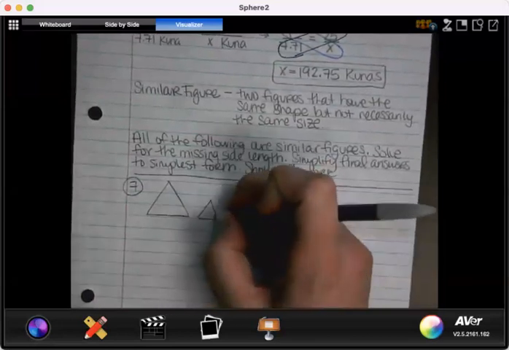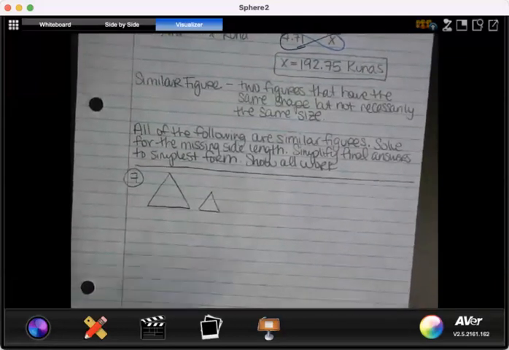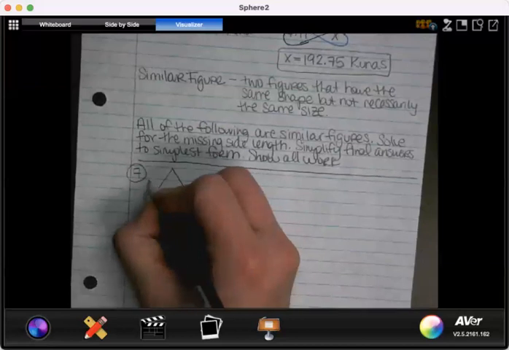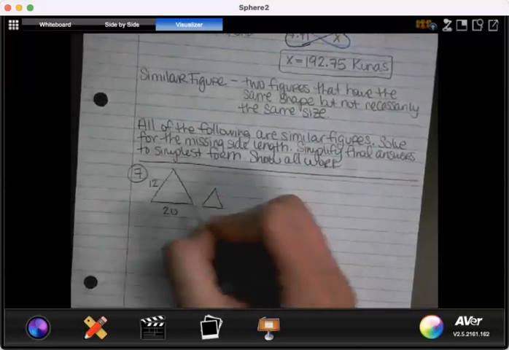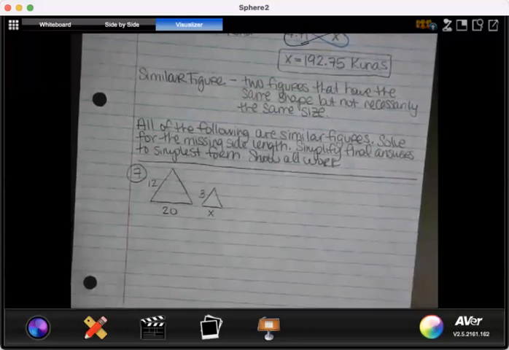Okay, so we have an image of two similar figures. Again, they have the same shape, but they're not necessarily the same size. And something else we know about similar figures is that they have proportional sides, which is where we can set up ratios. So the information we're provided is the following, and we want to solve for that missing side length of the second triangle. And so we want to set up a proportion.